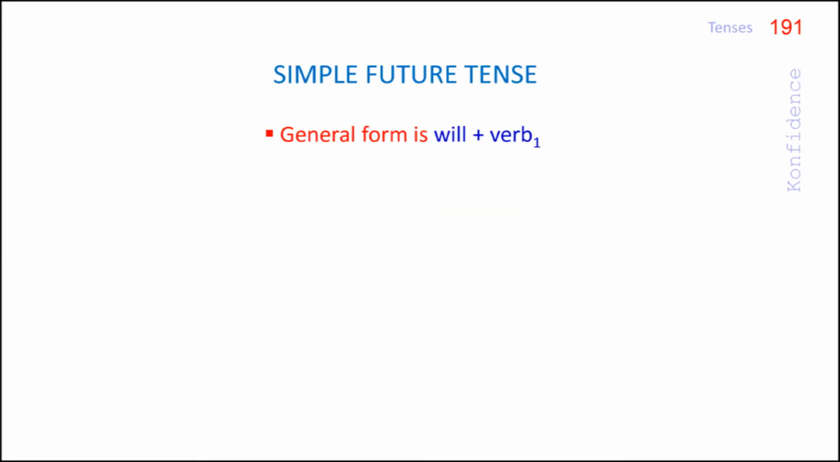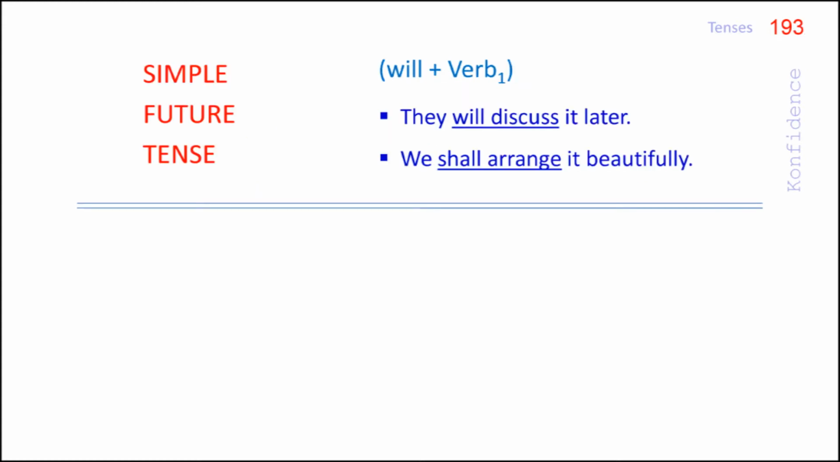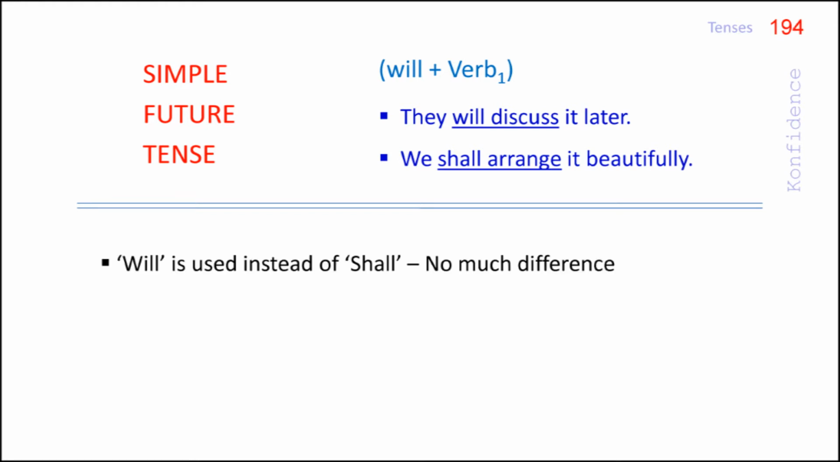First one is simple future. This tense is formed by adding will or shall with the base form of the verb. It merely indicates an action that is going to happen in the future. See the examples given in the slide. In modern English, there is a trend towards the use of will instead of shall in almost every case. So, they do not make much difference.